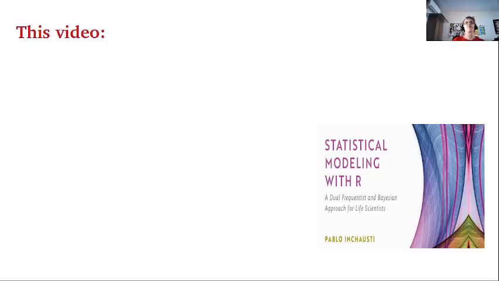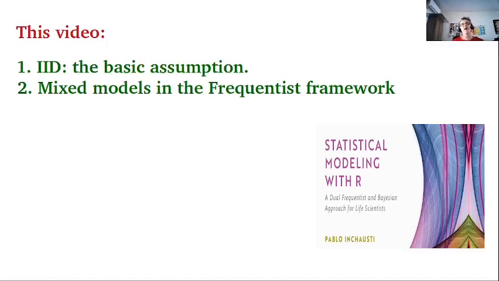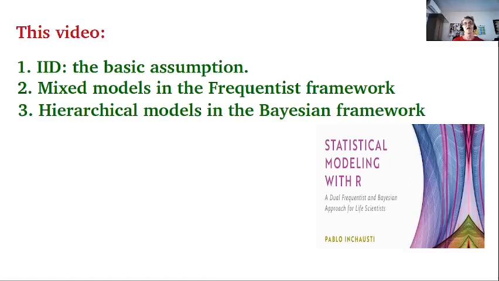So in this video, I very quickly sketched the mixed models in the Frequentist framework and the hierarchical models in the Bayesian framework, stemming from the explanations of the basic assumption of all statistical models, which is the IID assumption, the independent and identically distributed assumption that is common to all models. I recall again that we will see examples that clarify these issues in coming videos of this series. So please take a look at the corresponding chapter, which is chapter 13 in the book, for further explanations.